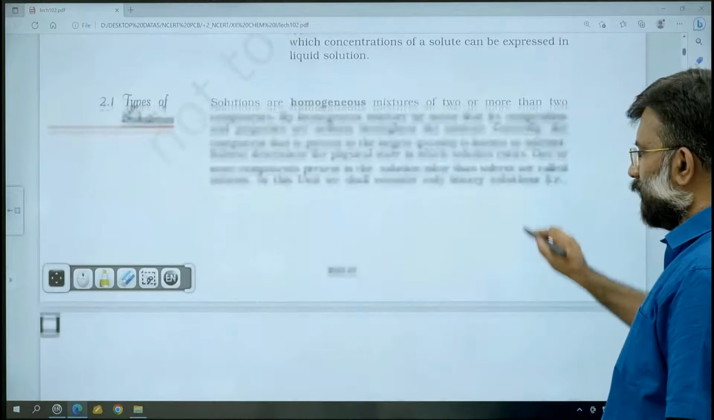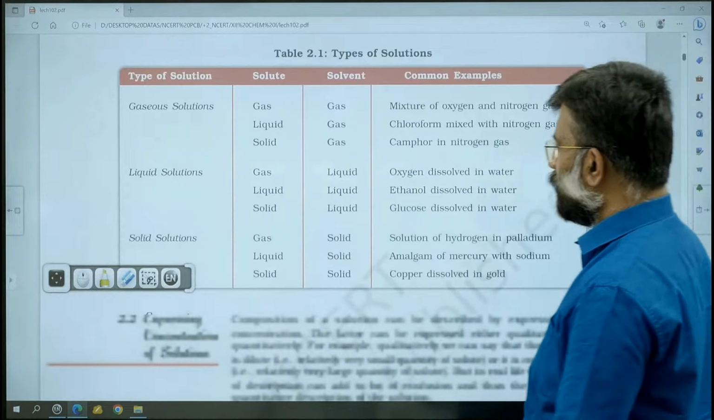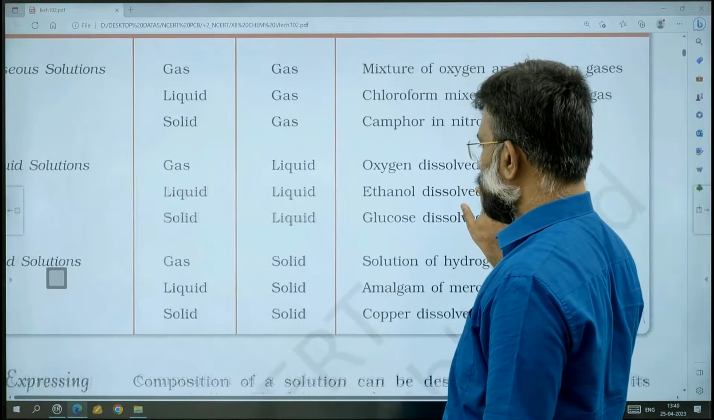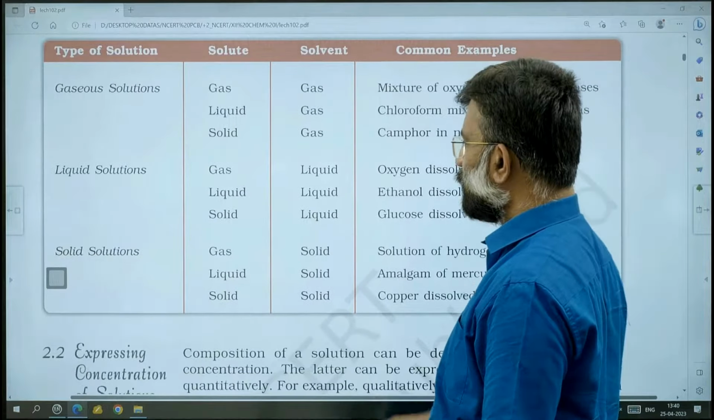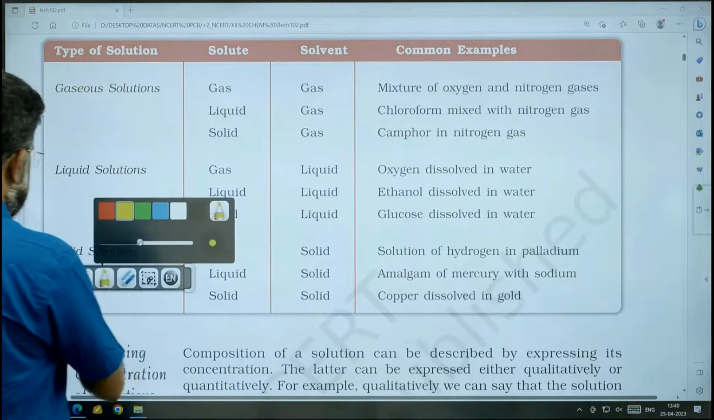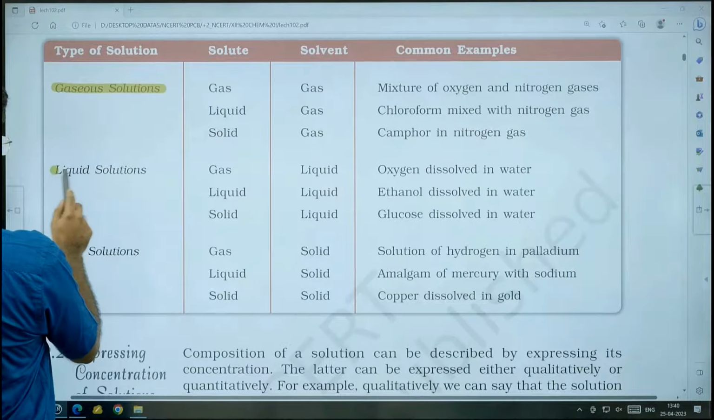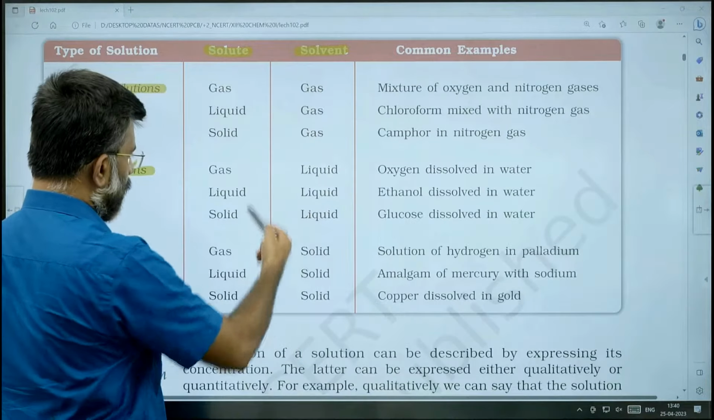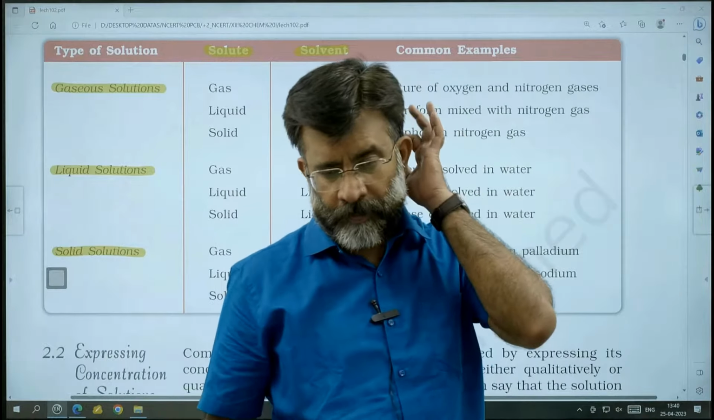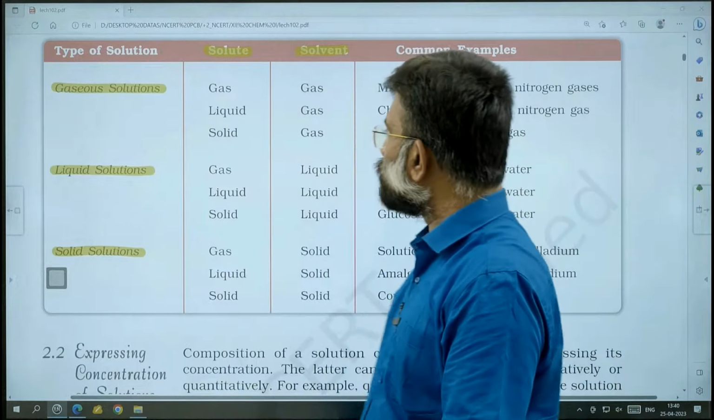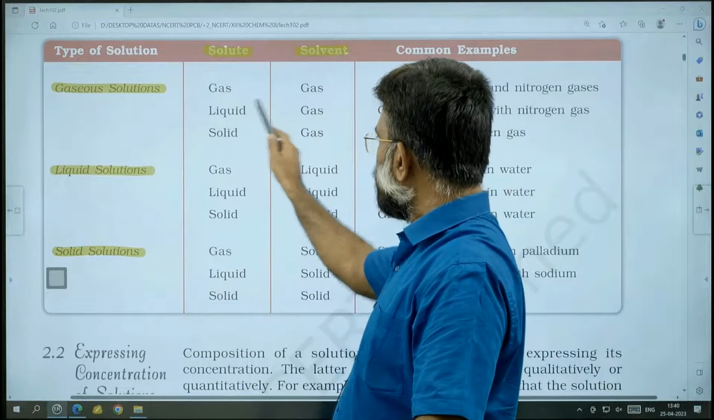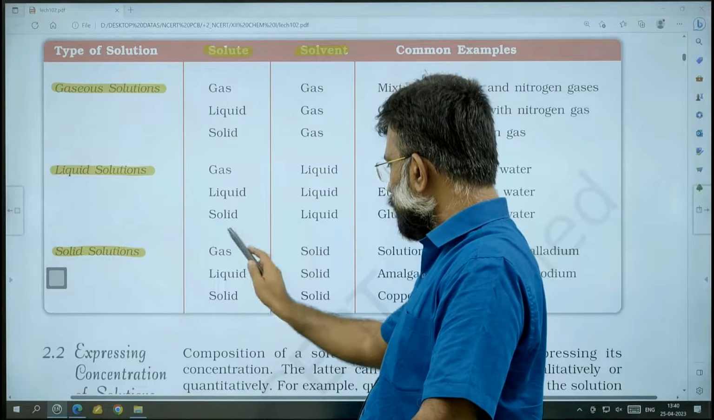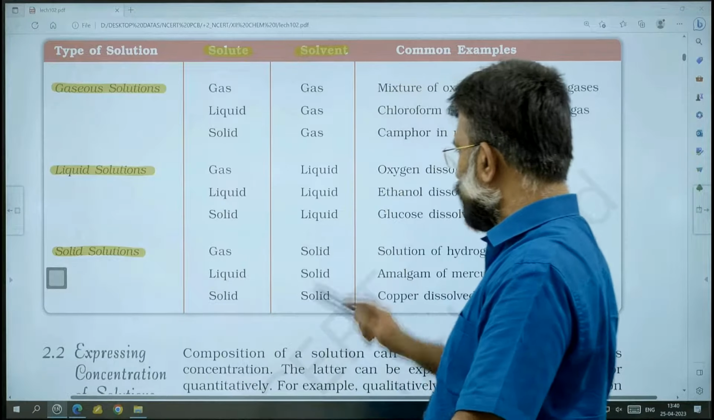The 9 combinations of solutions are given in table 2.1, where you can find the 3 types of solution: gaseous solution, liquid solution, solid solution, and based on the physical state of solute and solvent, 9 combinations. This you need to go through, particularly examples. So you can see gas in gas, liquid in gas, solid in gas, like that. Gas in liquid, liquid in liquid, solid in liquid, gas in solid, liquid in solid, solid in solid.